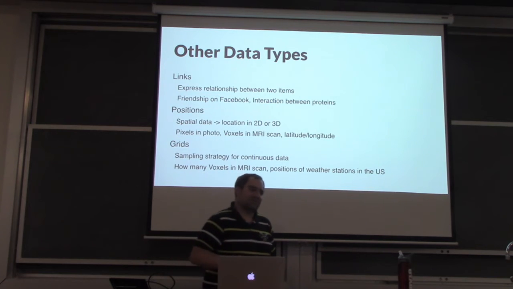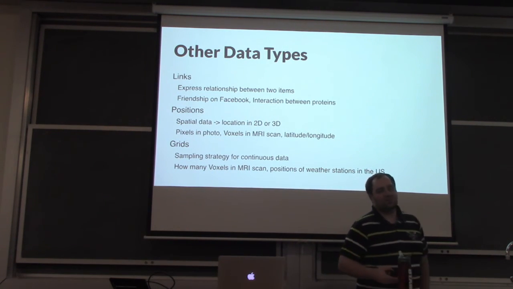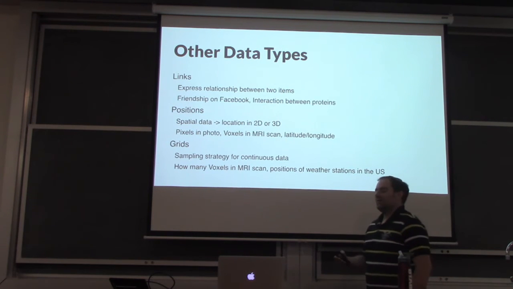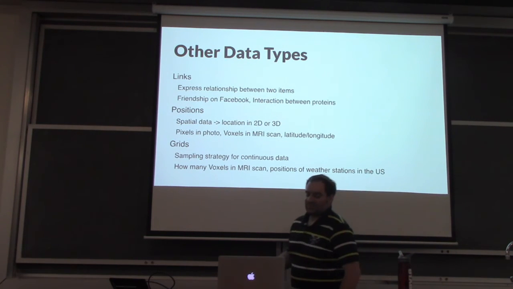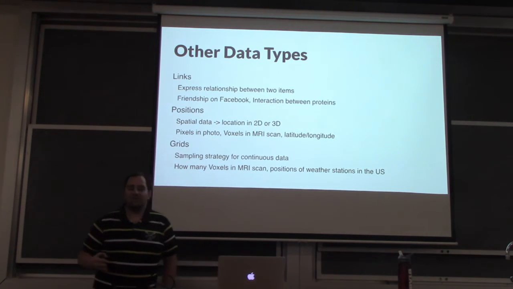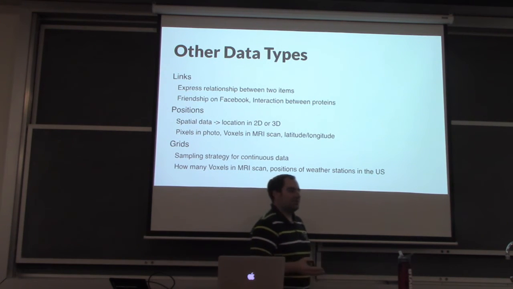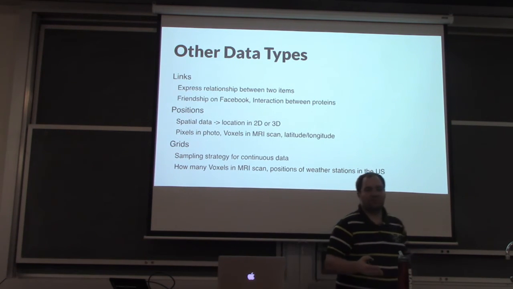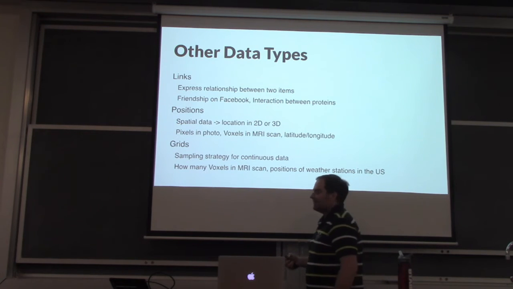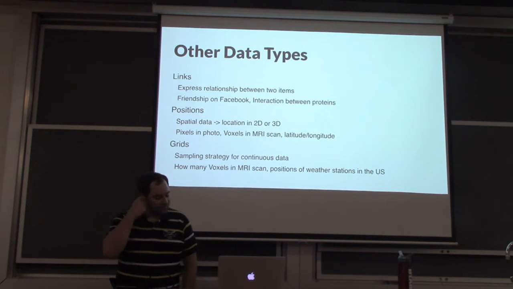And so this kind of relationship data is becoming more important, and we're collecting more of it because we're collecting so much information about our world. Positions are really spatial data. We have a location in 2D or in 3D, so we will be mainly working with maps in the first 3/4 of this lecture, but then we will also do 3D volumes and flow in 3D and so on.